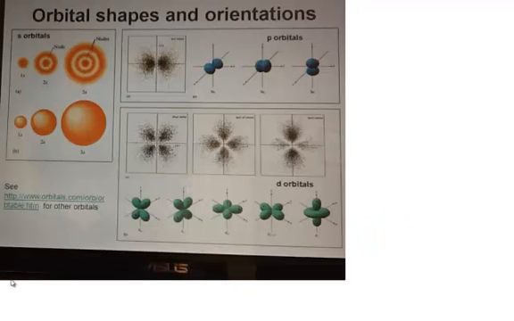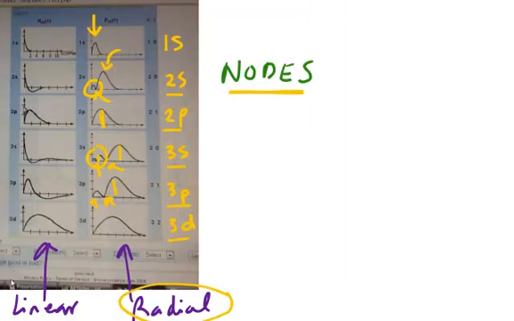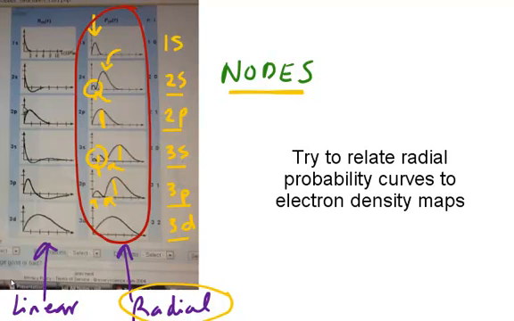Here's a drawing of various orbital shapes and orientations, and what you want to do is relate these drawings to the radial probability function that we discussed earlier, okay? Which are these things right here. So you want to think about what each of those drawings for the electron density map is and how they represent these probability functions.